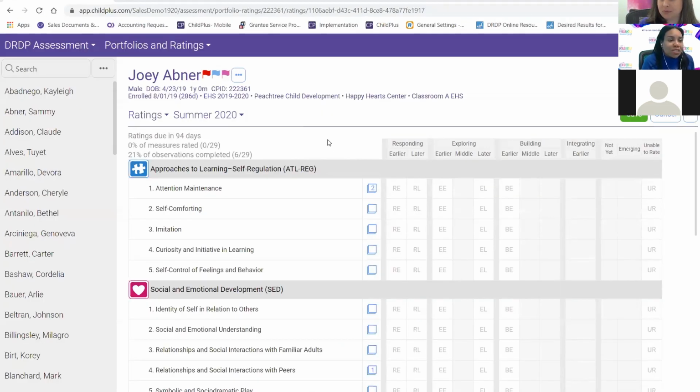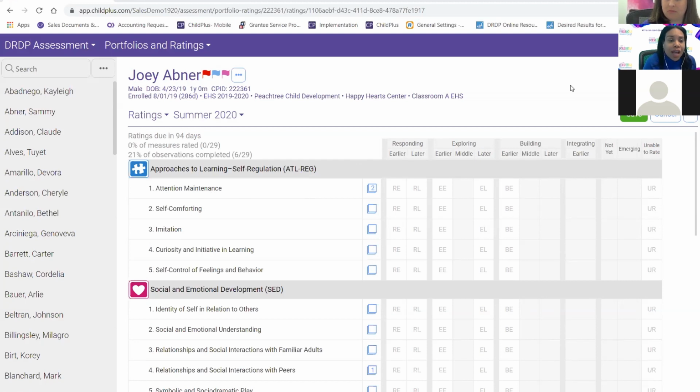All right. As Jessica mentioned, what we're going to do is rate 2 measures for a specific child. So we're going to rate Joey Abner, who is an early Head Start child, for 2 specific measures. The first measure that we want to look at is under the Approaches to Learning Self-Regulation domain. If you notice here, we have this little box and it says 2 in it. Basically, that's telling me the number of observations that are tied to this specific measure.